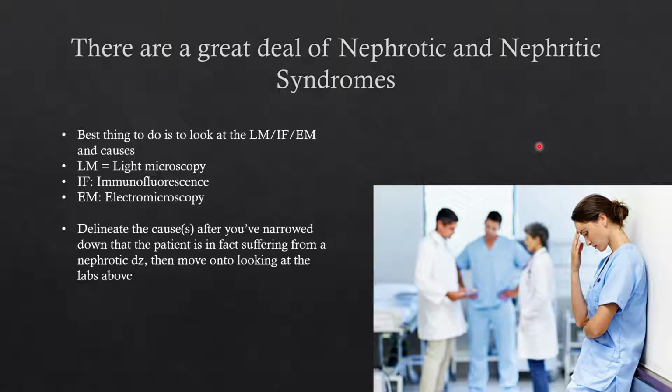So the best thing to do is to not only look at this, it's also to look at the light microscopy, IF, and an EM. So I'm going to put them just as LM, IF, EM. And so once you've delineated between those, you can also look at the cause. So the cause is a really good clue as to what's going on. Like for instance, focal segmental is HIV, right? But the other ones may be diabetic in nature, right? So we're going to go through these.